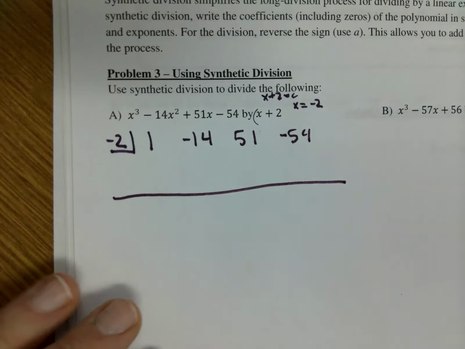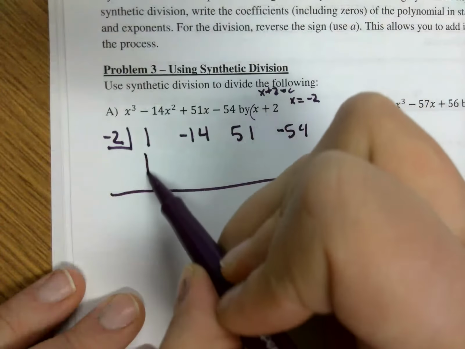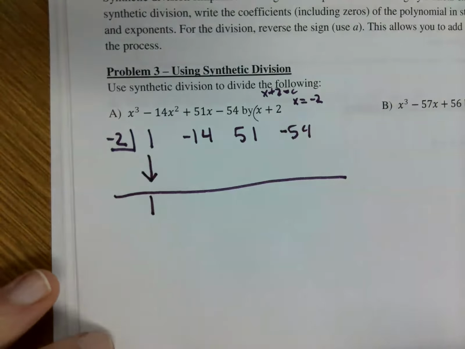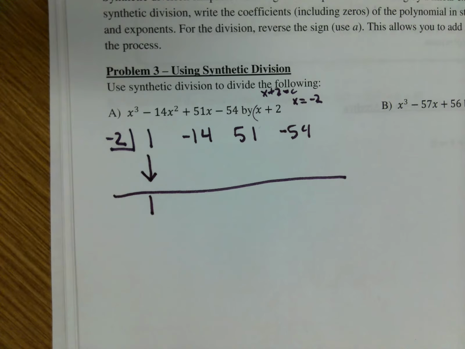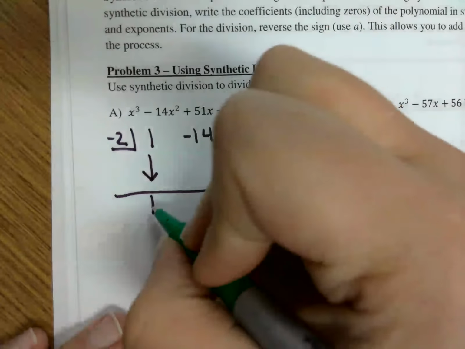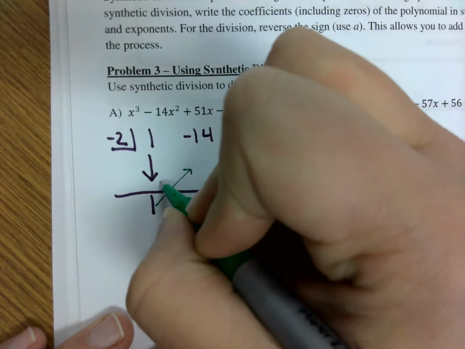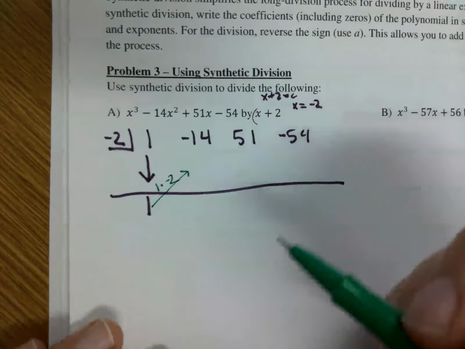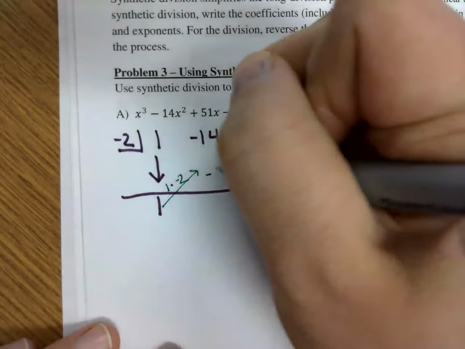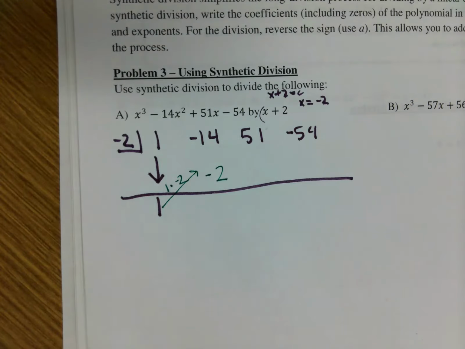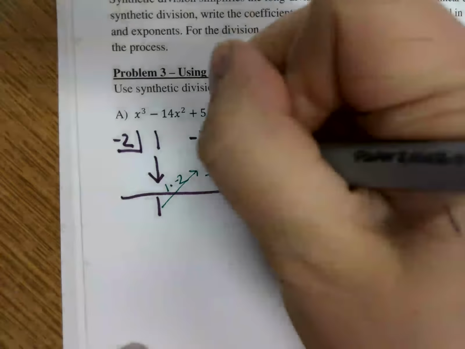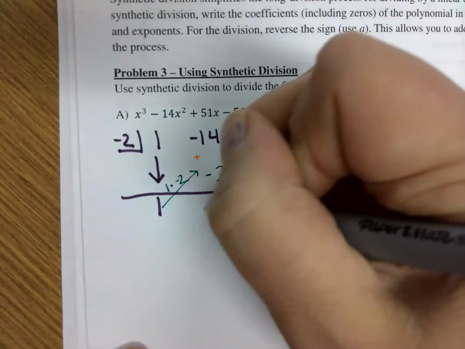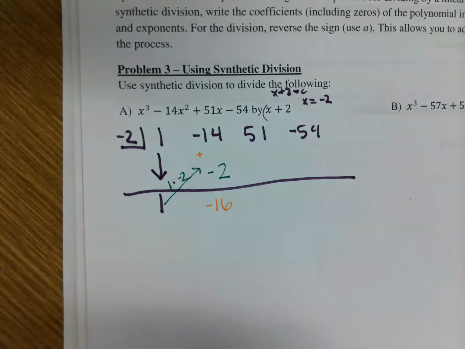So when you do synthetic division, whatever this first number is, draw an arrow down, it goes below the line. Then you take the number below the line and multiply it by your 0. So that's where this negative 2 comes from. 1 times negative 2 is negative 2. And then I add, moving up and down. Whenever I'm moving up and down, I add. So now this becomes negative 16.